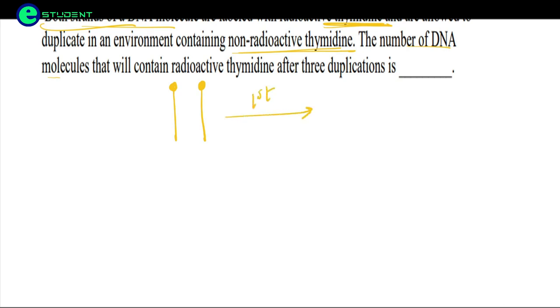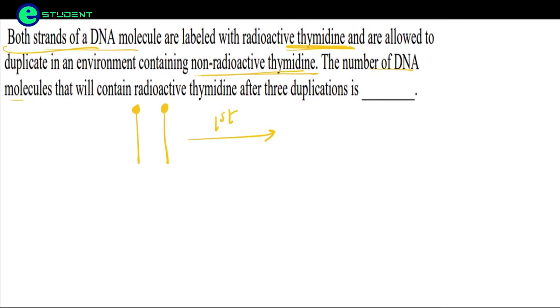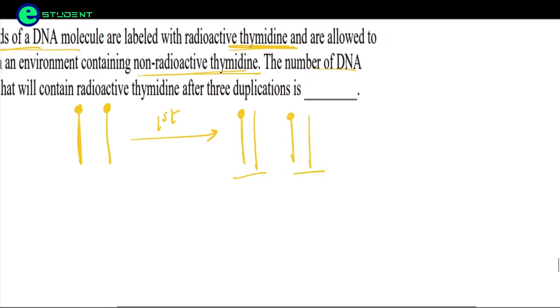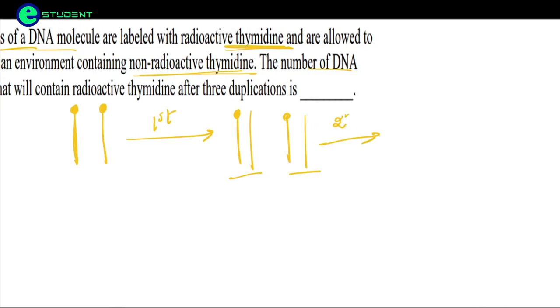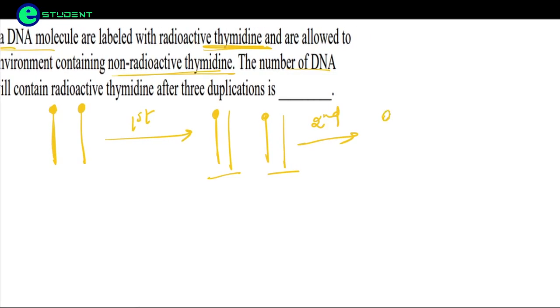So first generation we'll see. Okay, first duplication. One here we are going to have the one from here. This is going to duplicate, and we'll have one radioactive DNA, and here we are going to have 2 radioactive DNA. Then second duplication, let's see what happens. Here this will be radioactive, and this one when duplicated is non-radioactive. This is again radioactive, and this is going to be non-radioactive.